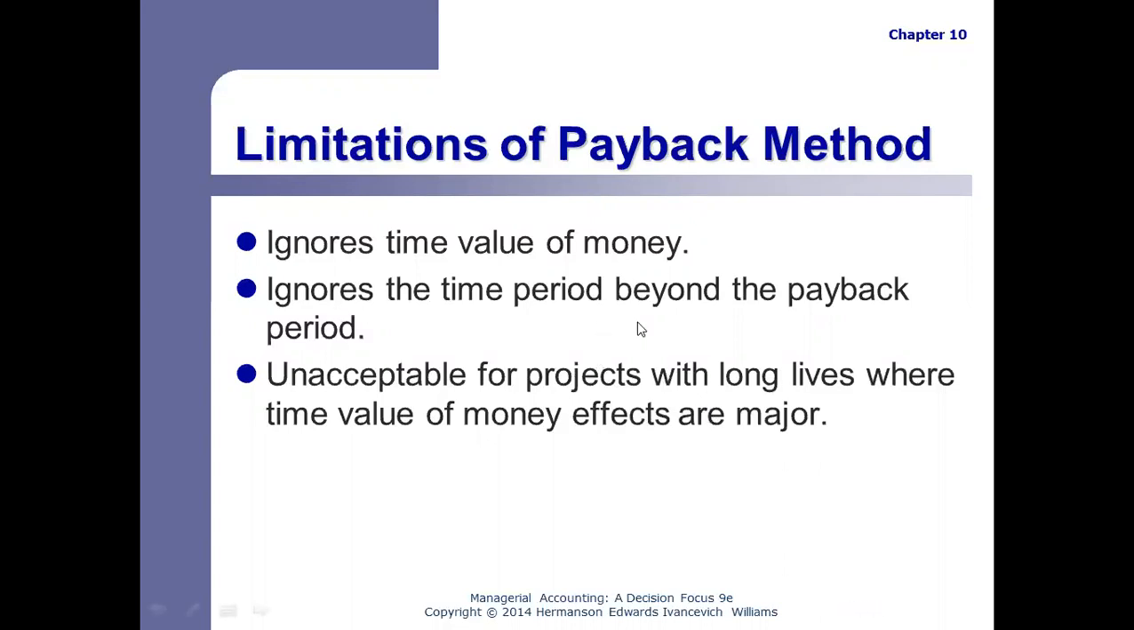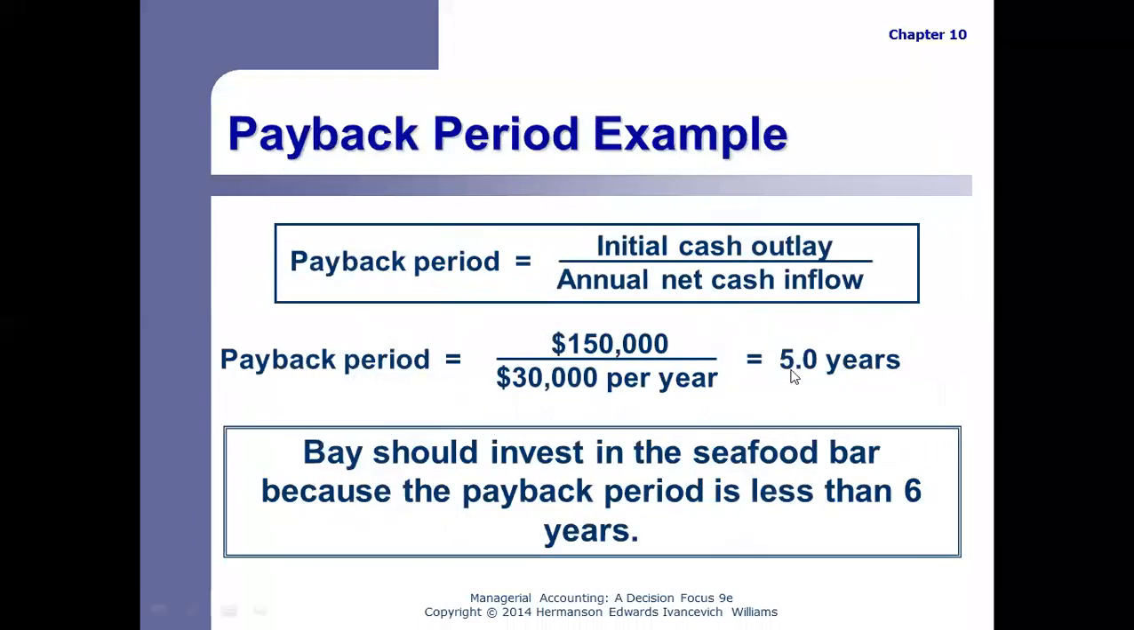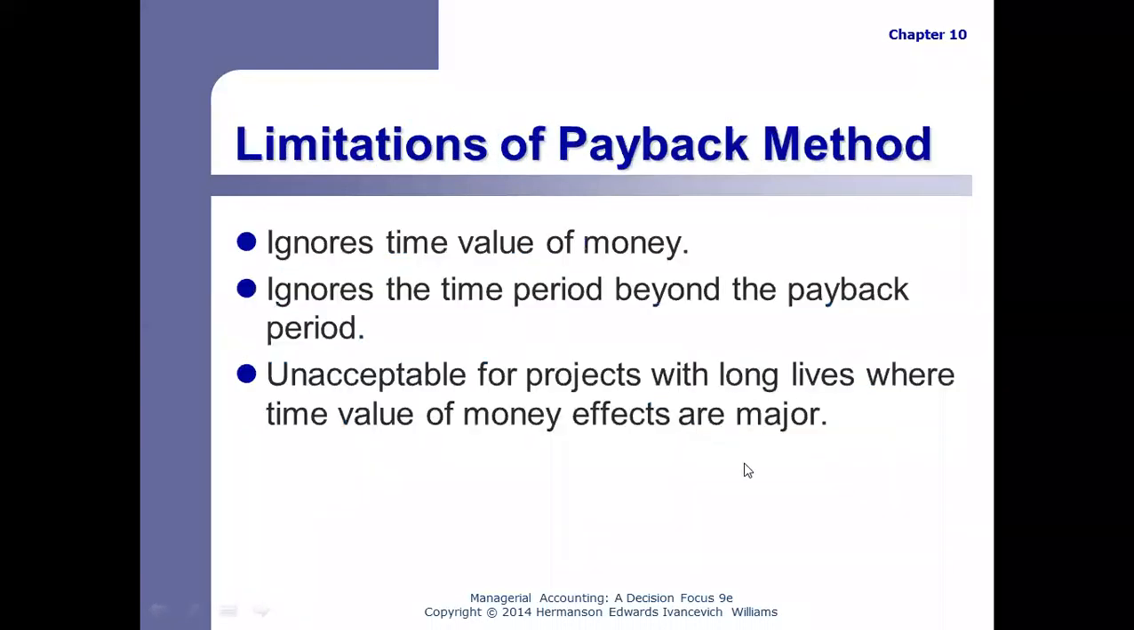It also ignores the time period after the payback period. So in our example, we saw that the payback period was 5 years. This method ignores what happens in year 6, 7, 8, 9, 10, etc. So it doesn't even take into account how long it's going to be after the 5 years. All that they care about in this method is how long will it take us to get money back.